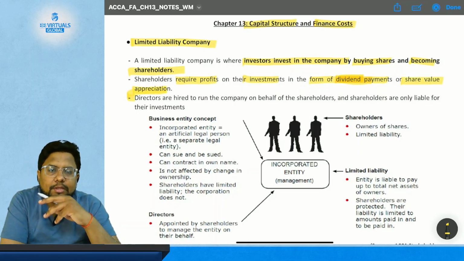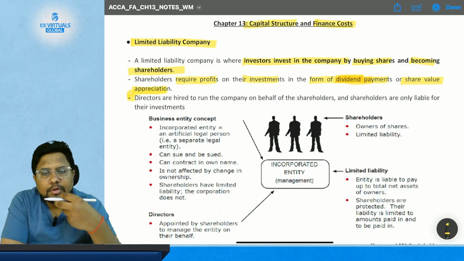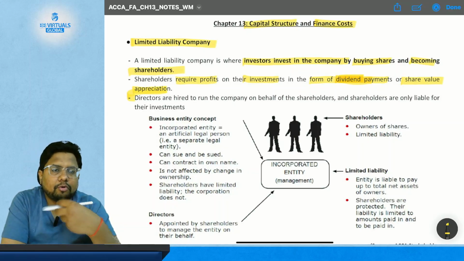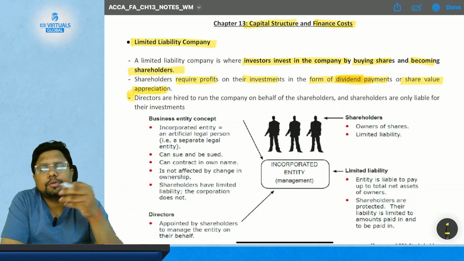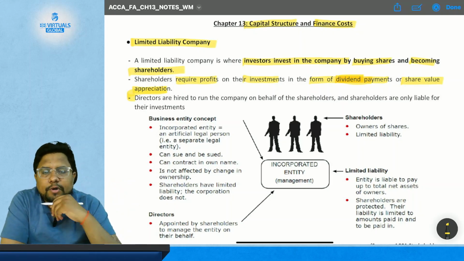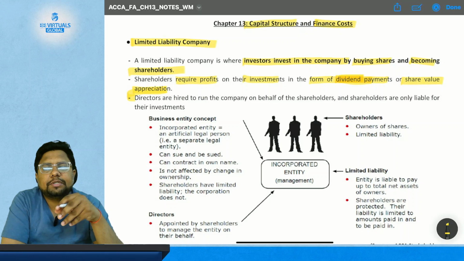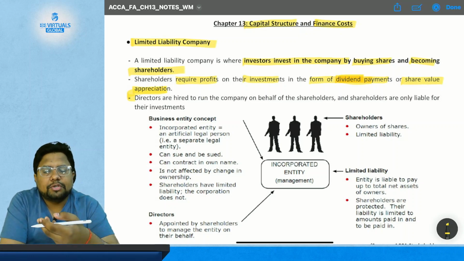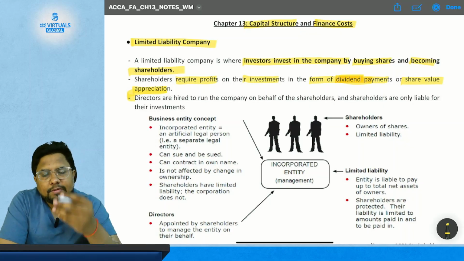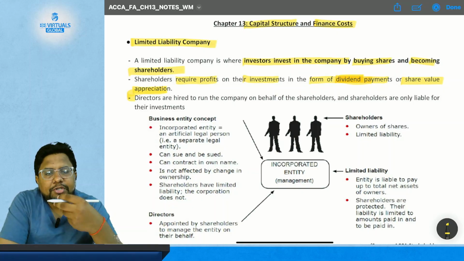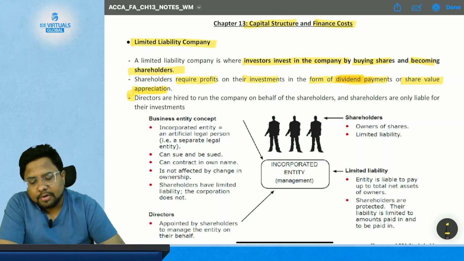So either they will get the dividend as a return on the investment for which they have purchased the share, or the value of their share gets appreciated. Suppose they have purchased the share at 1 rupee face value, but now the value of the share is $15. So this is the share appreciation, and in a similar way they will also get a share from the profit, which is in the form of dividend.